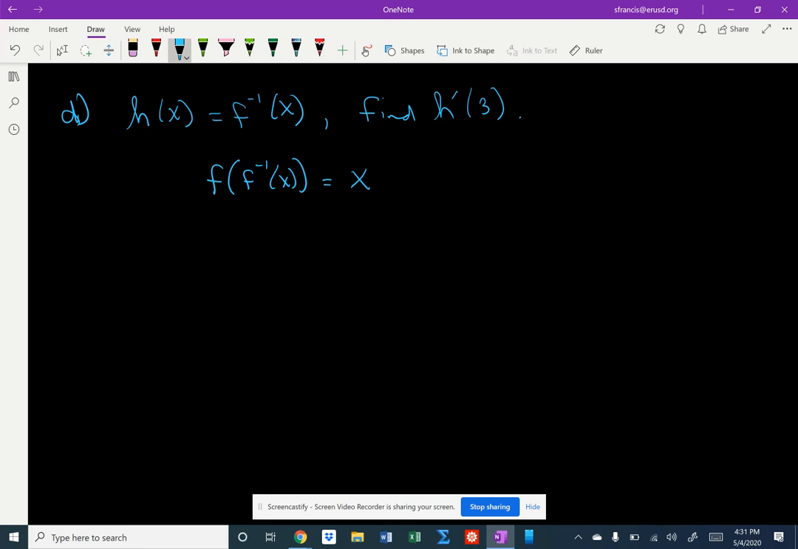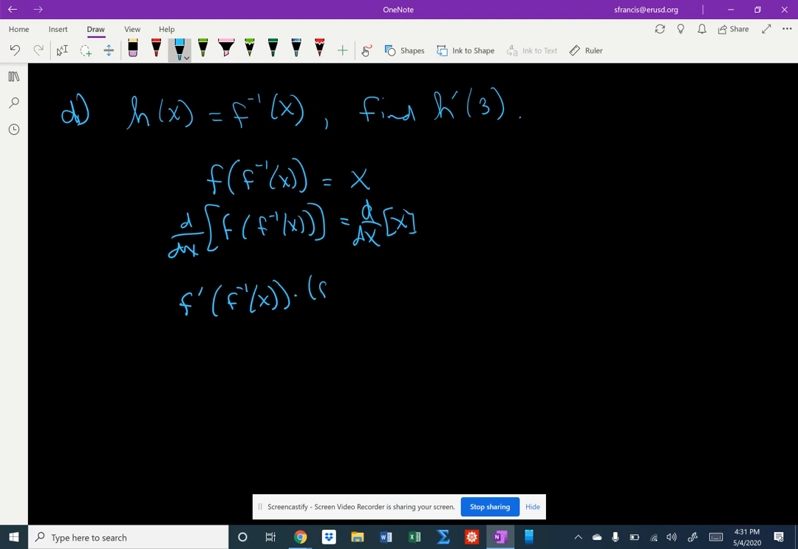and I'll run through it very quickly here. If I compose f and f inverse, I get x, and then if I differentiate both sides with respect to x, on this side over here, we're going to end up with just 1. So I'm going to get f prime of f inverse of x, and remember, I'm using the chain rule here, times f inverse prime of x. That's going to equal 1. We're looking for f inverse prime. That's going to be our derivative of our inverse. So f inverse prime of x is 1 over f prime of f inverse of x.